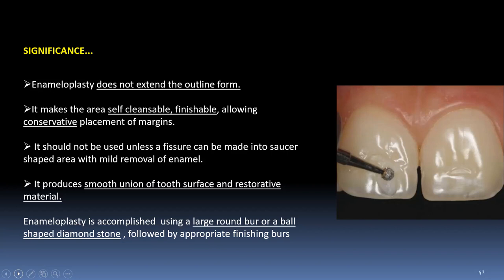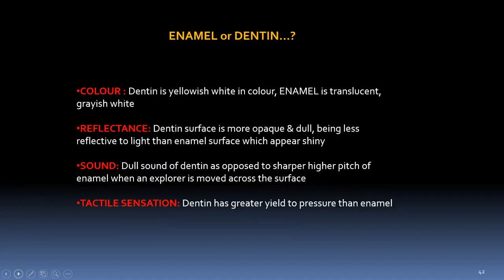Enameloplasty is accomplished by using a large round bur or a ball-shaped diamond stone, and this can be followed by appropriate finishing burs. Then, whether we are reaching the enamel or dentin with the preparation can be distinguished by the color, the reflectance, sound, and the tactile sensation.